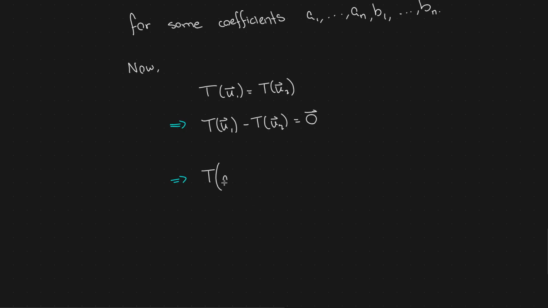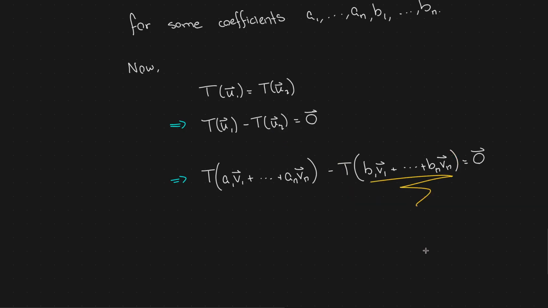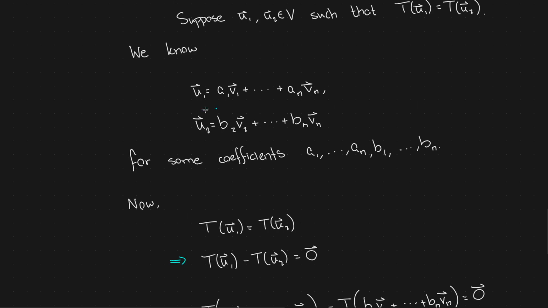Plug in the linear combinations from here. T of a1 v1 plus ... plus an vn, so that's T of u1, becomes this minus the transformation of b1 v1 plus ... plus bn vn equals 0. And here T of u2 is equal to this. We just substituted out u2 for its linear combination in terms of the basis vectors for vector space V, right? Just swapping out u1 for its linear combination and u2 for its linear combination.